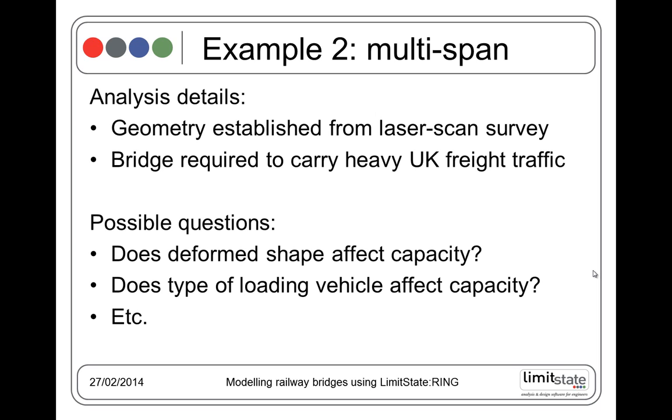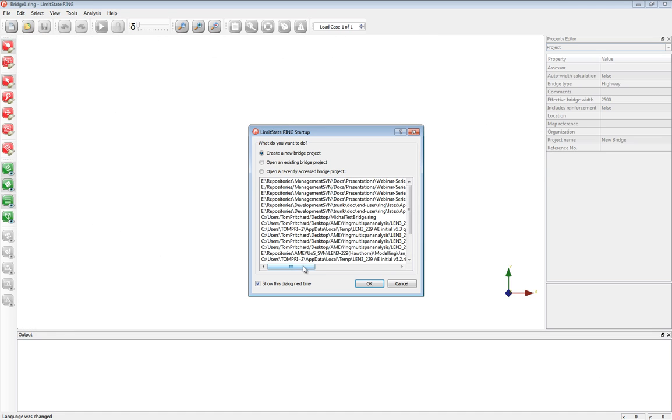The kinds of questions that we need to have answers to are, is the deformed shape a cause for concern? It looks pretty severe. How does that influence the capacity? Also, does the type of loading vehicle affect capacity? So historically in the UK, for carrying freight such as coal, we've moved from short wheelbase wagons to much longer wheelbase wagons, which potentially could be problematic for a bridge like this.